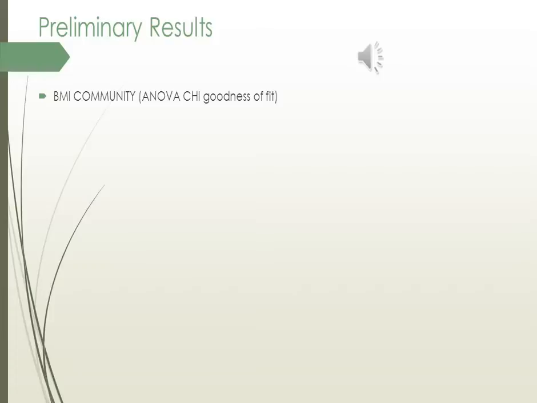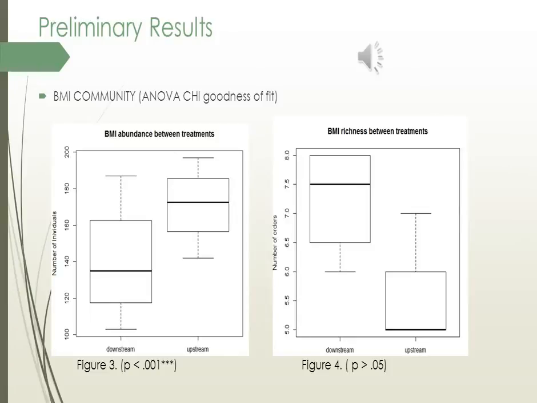Now on to our biological results, which is the benthic macroinvertebrate community. We did an ANOVA chi-squared test and observed that BMI abundance was significantly lower at the downstream site than the upstream site. BMI richness, which here was the number of distinct orders, was not significantly different.